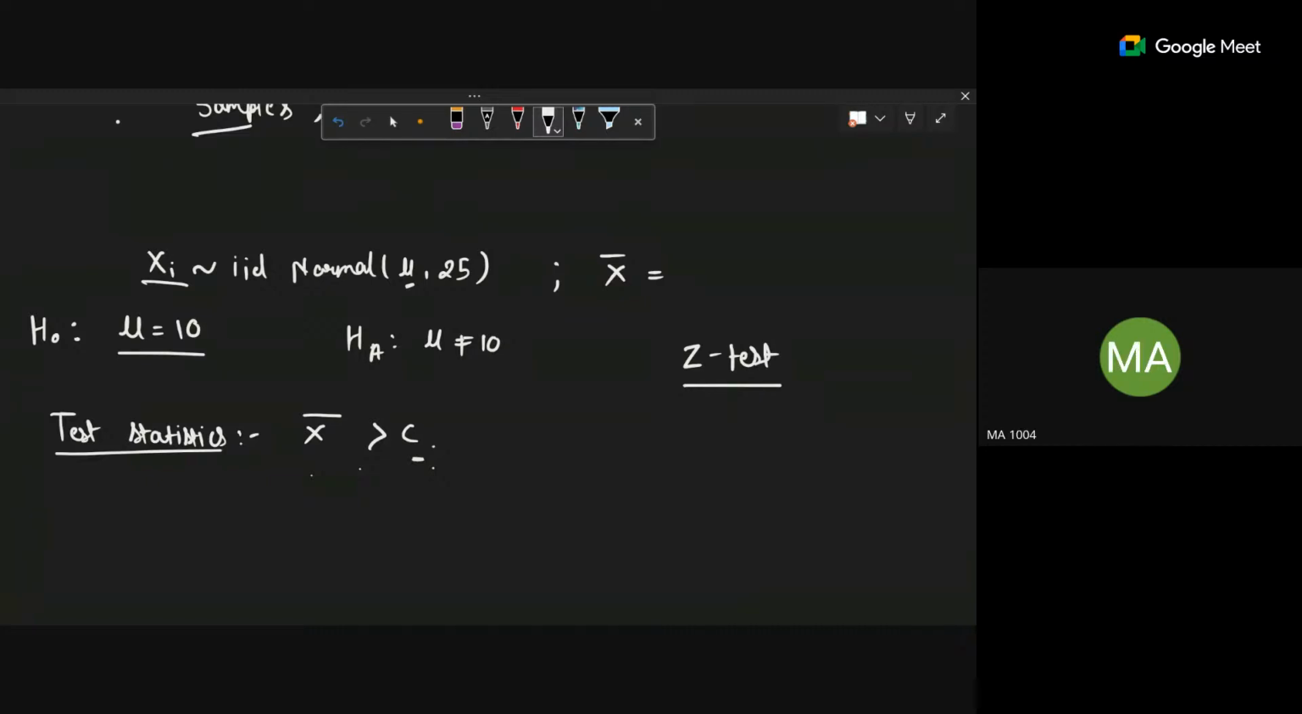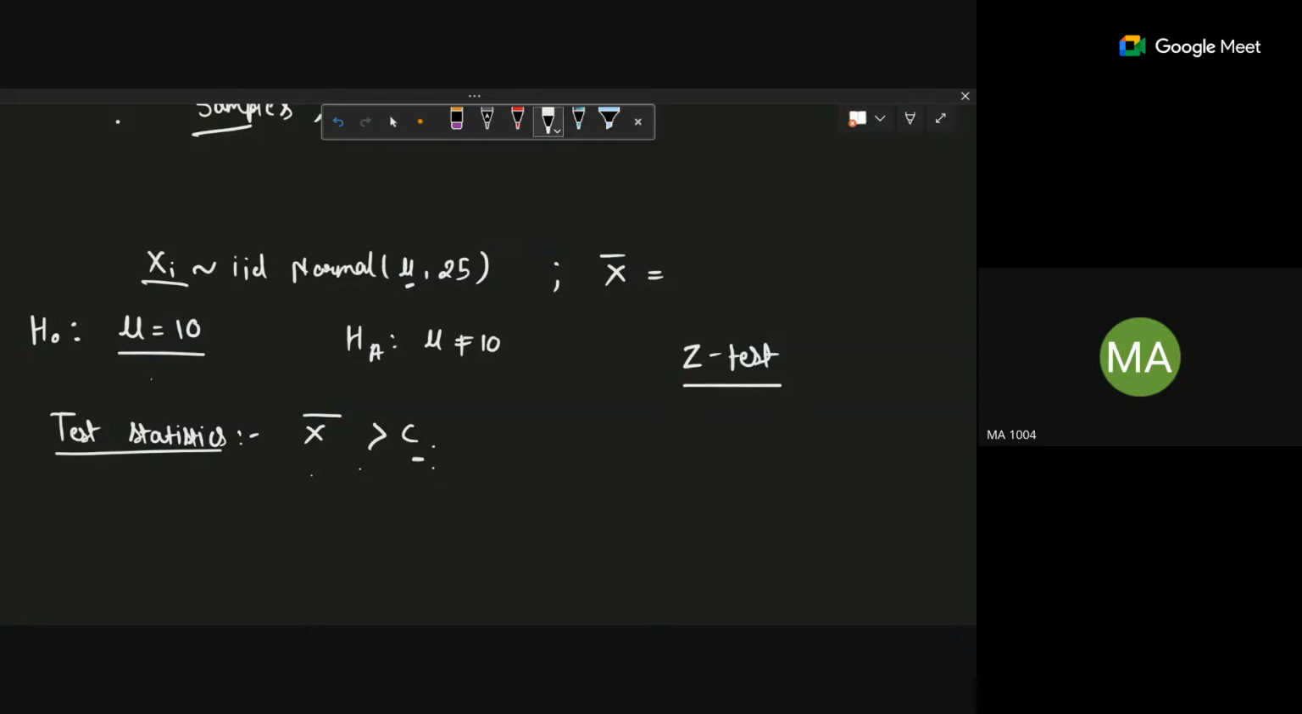Just let me finish the procedure. Then I will discuss how to check whether it's a right tailed or a left tailed. So after this, using this critical value, we will decide whether to accept the null hypothesis or reject the null hypothesis.